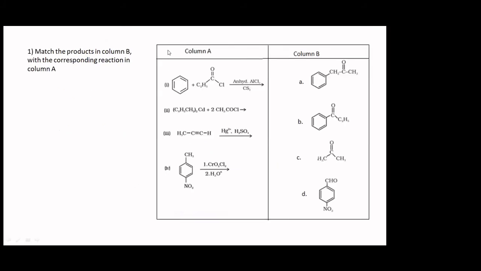Yeah, let's take up the first question. First question is very simple. All of you can answer this. Match the products in column B with the corresponding reaction in column A. First one is electrophilic aromatic substitution, basically preparation of a ketone.